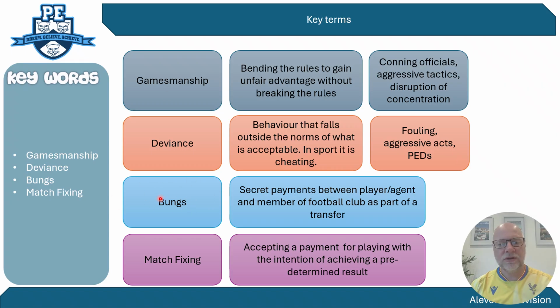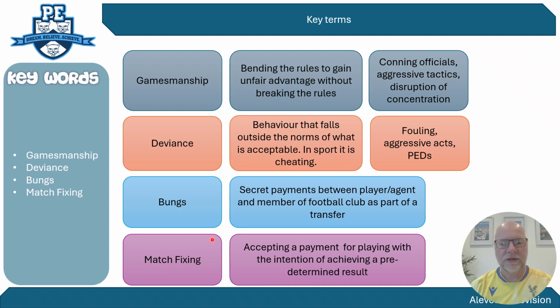Another key word that comes up occasionally in exam questions is the term bung and the term match fixing. Now, they are similar, but they are different. A bung is basically a bribe that is paid to the player or an agent to sign for a particular club. It's sort of associated around football, but basically it's like a backhander to try and encourage someone to sign for them.